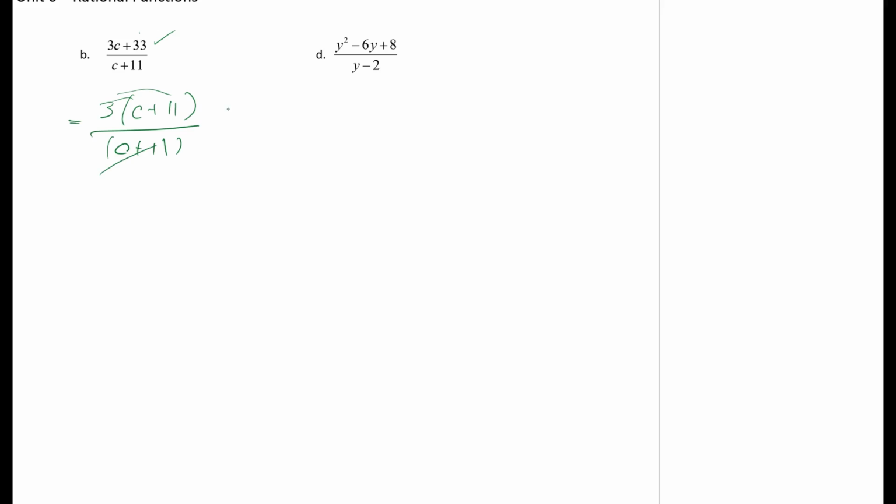And then once I've done that, I get c plus 11 in both, and all I'm left with is 3. Just to see that this does in fact work, let's say we picked c equals 1. We would have gotten 3 plus 33 in the numerator, 1 plus 11 in the denominator. This would be 36 over 12, which equals 3. So you can see, for a representative value of c, c almost didn't matter in this.